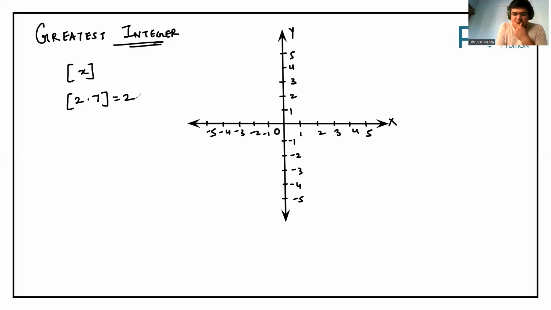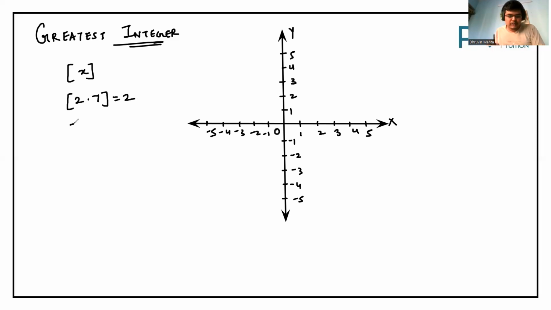The reason for this is, see 2.7, can you tell me how many integers are smaller than 2.7? Can you first tell me all the integers smaller than 2.7 and then tell me how many such integers will be there? Integers are being talked about here. So 2, 1, 0, minus 1, minus 2, minus 3, and this will go on to infinity. There are infinite such integers. Of all those infinite integers, which is the greatest one? 2. So that is greatest integer function.